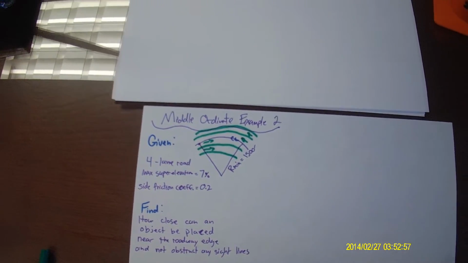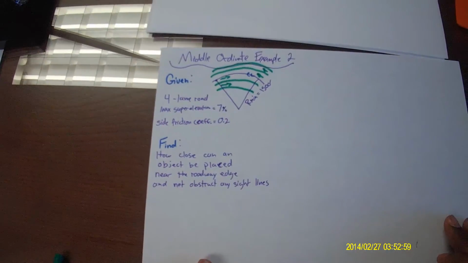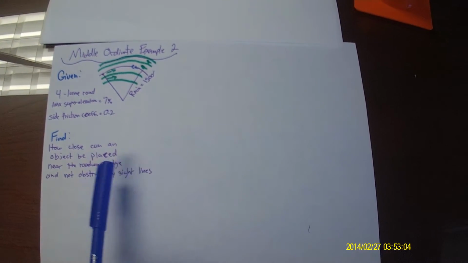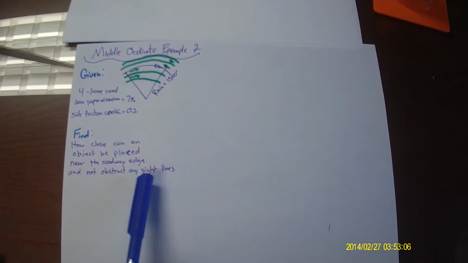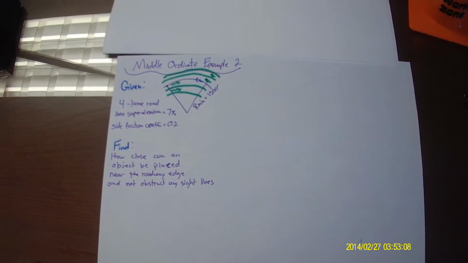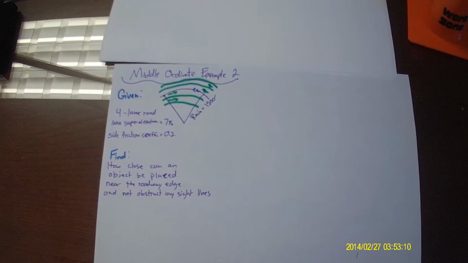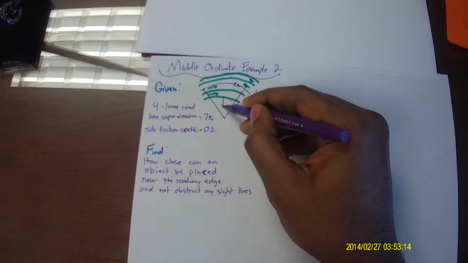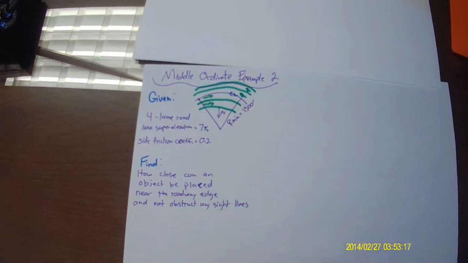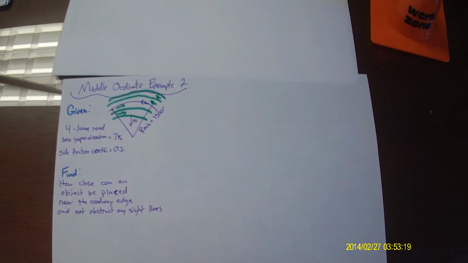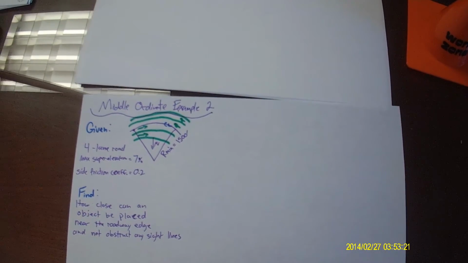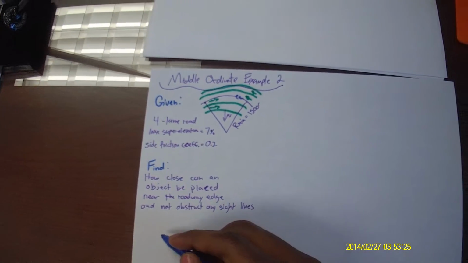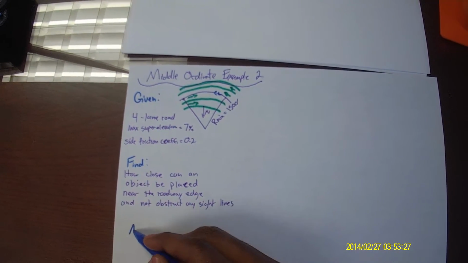So what do we want to find? Well, you want to find how close an object can be placed near the roadway edge and not obstruct any sight lines. Basically, you just want to find the middle ordinate. And remember, really what we're looking for is that there, the middle ordinate. Okay, so go ahead and write that equation down again.